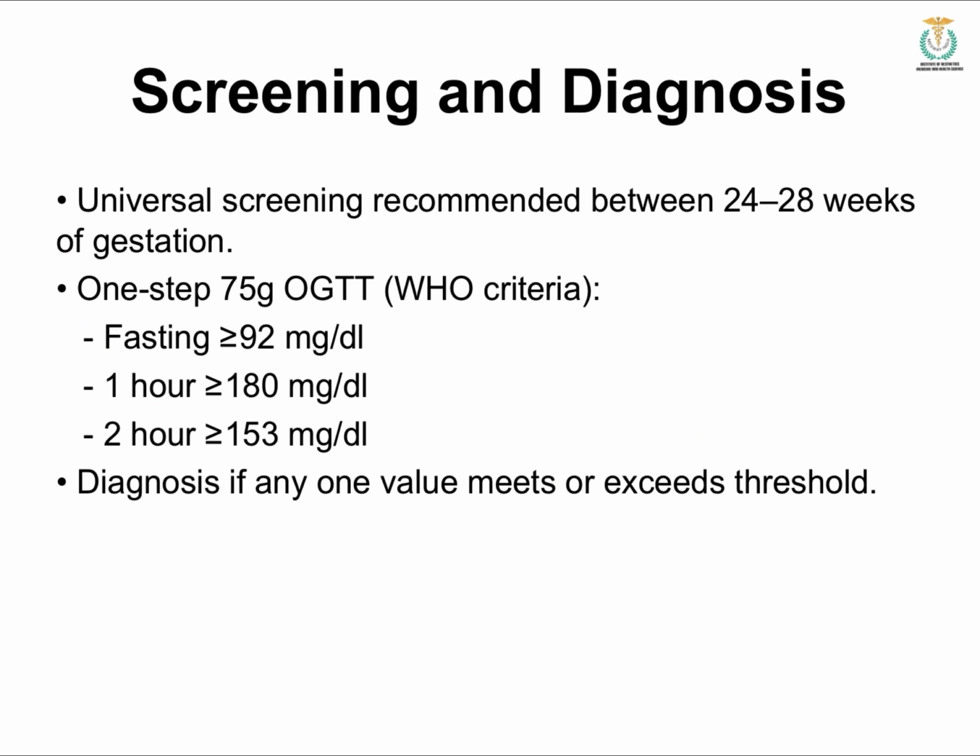So remember, in high risk women, like an obese person, or a diagnosed PCOS condition, or if the patient has a family history, we can do this test earlier in the first trimester. If normal, repeat at 24 to 28 weeks. If not normal, you should do this test as early as possible. So that is how we have to do the screening and diagnosis of GDM.